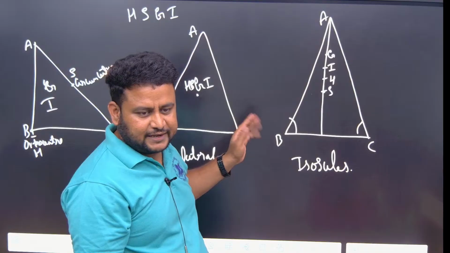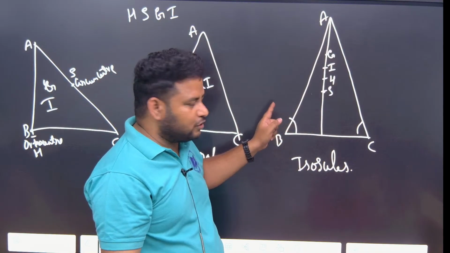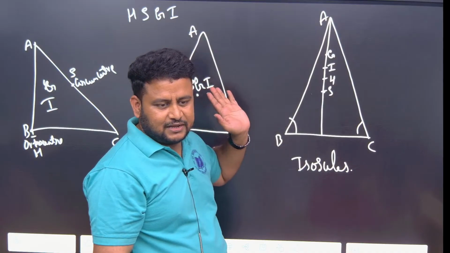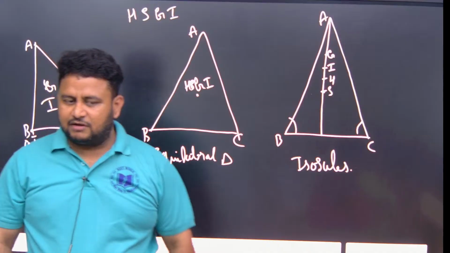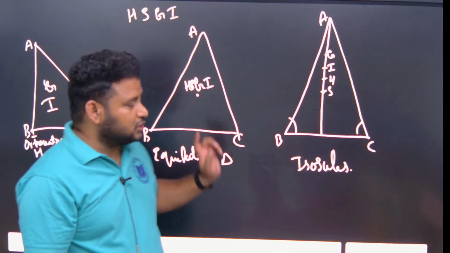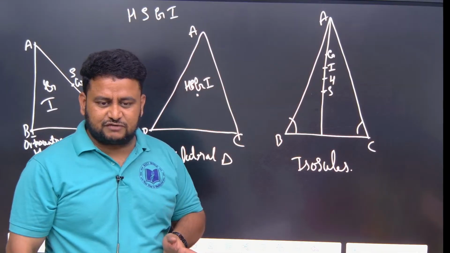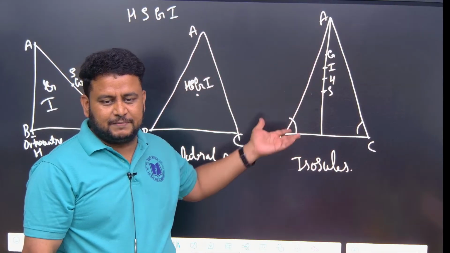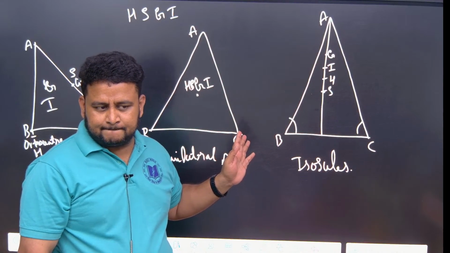This is what you have to know. For an isosceles triangle, they will all be lying on the same line. So if you find the equation of the line, and if you find one point, you will be able to get the other points. Clear? Understood till here? Got it?